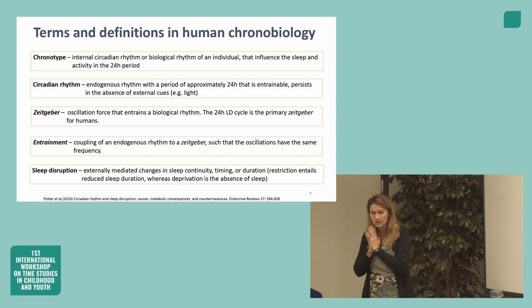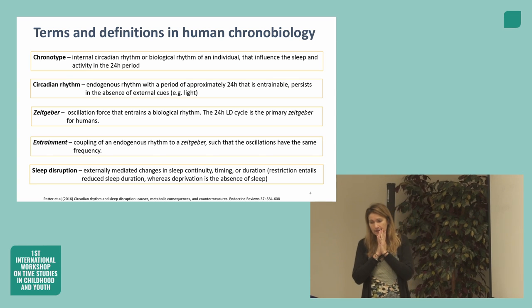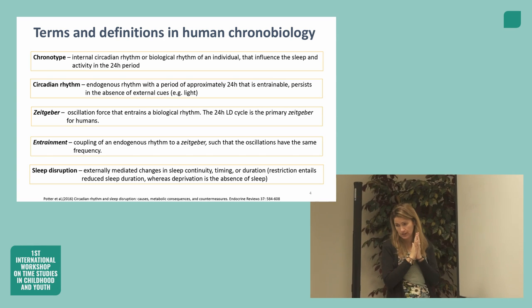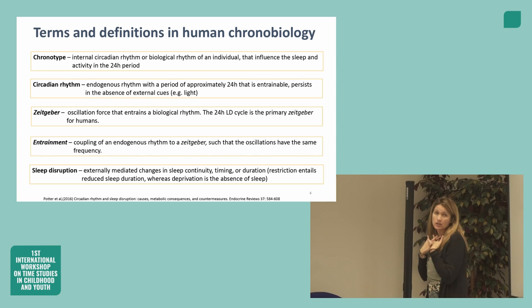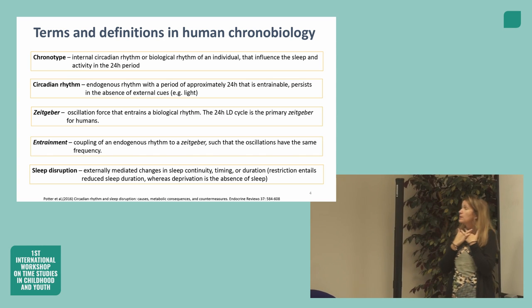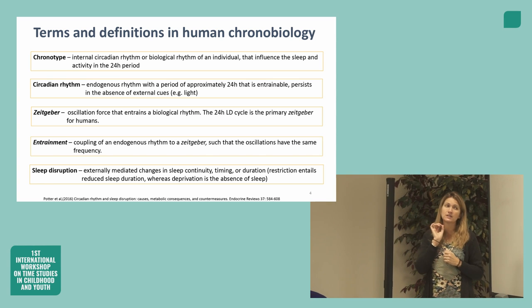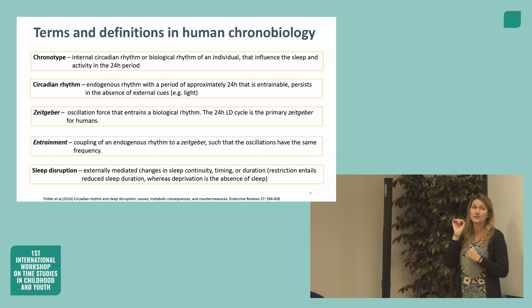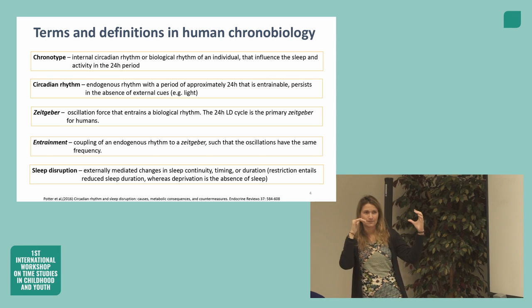Chronotype is the internal circadian rhythm or biological rhythm of an individual that influences sleep and activity in a 24-hour period. So this is a chronotype. We have a circadian rhythm. Circadian rhythm is an endogenous rhythm with a period of approximately 24 hours. It's not exactly 24 hours, it's 24.2, more exactly. And this rhythm is entrainable, so it's synchronized with external cues, just like light.